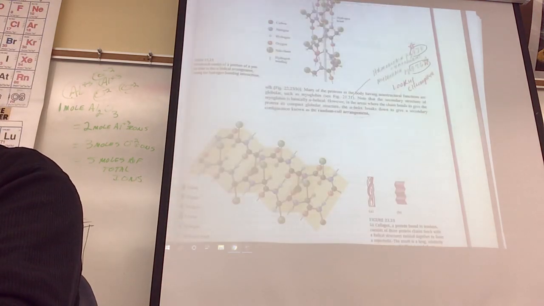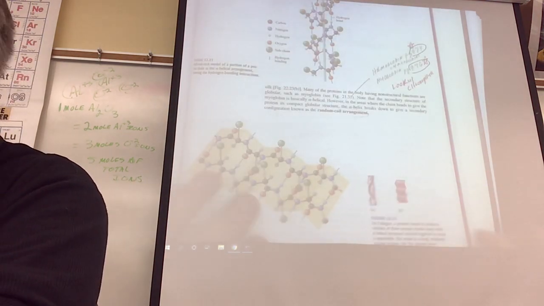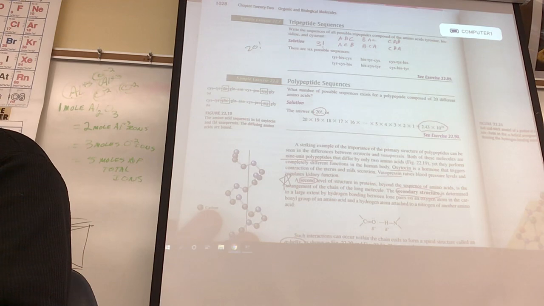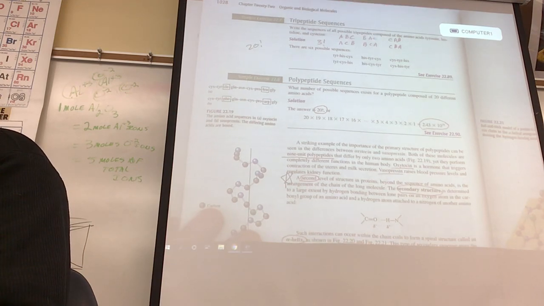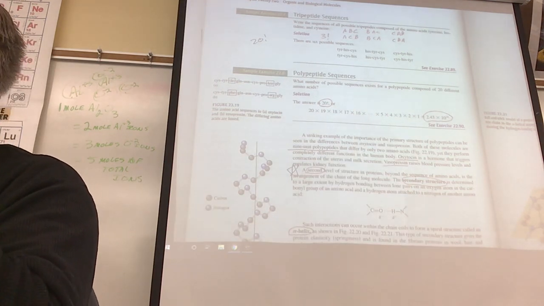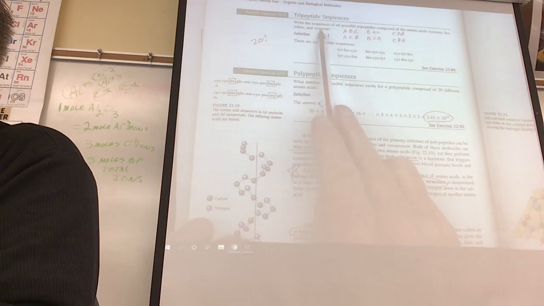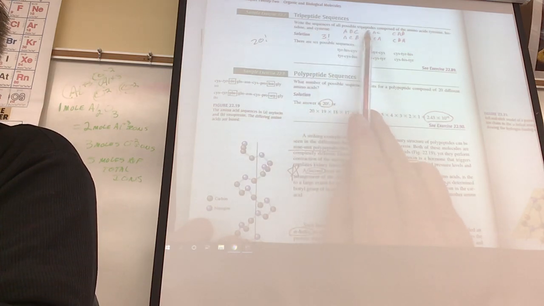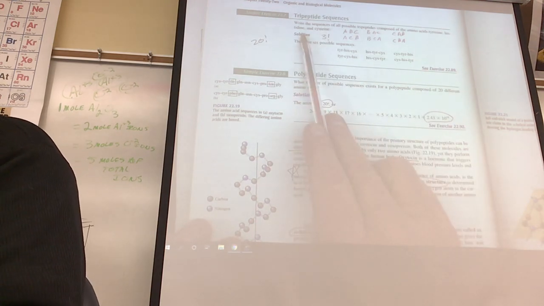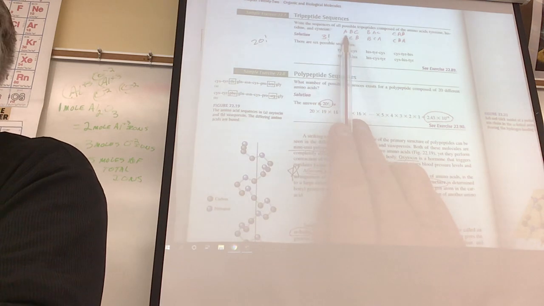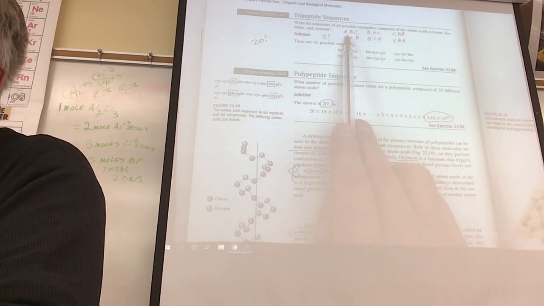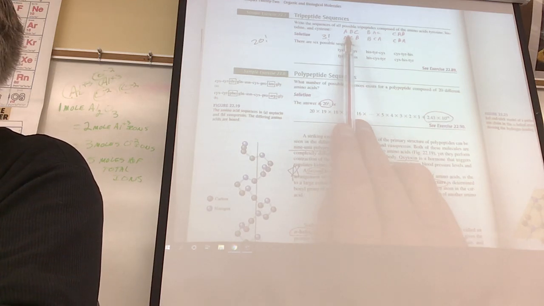So I want to show you, here's on this page here. Okay, here we go. How many different proteins would be possible then? It says here, write the sequences of all the possible tripeptides composed of amino acids, tyrosine, histidine, and cysteine. Well, let's just call them A, B, and C, okay? How many ways could you rearrange these 3 amino acids?